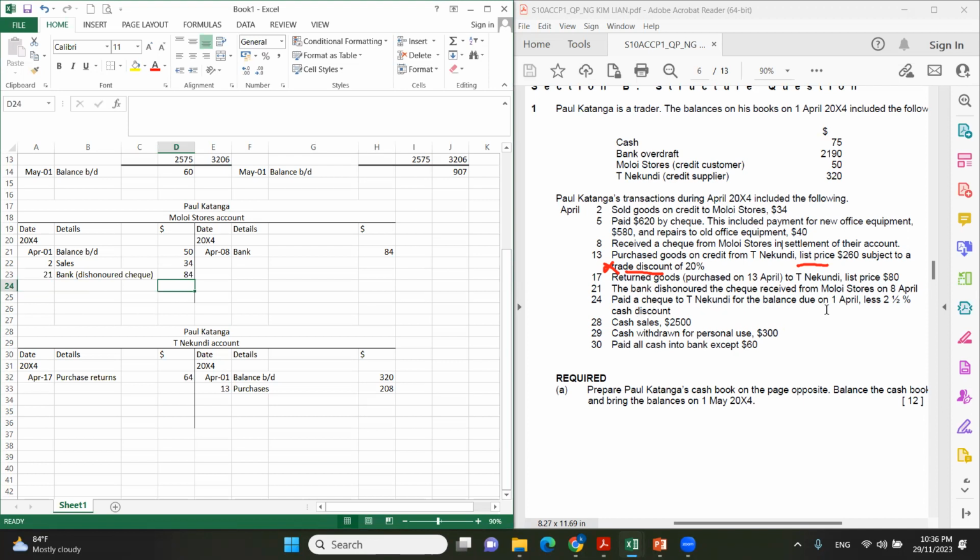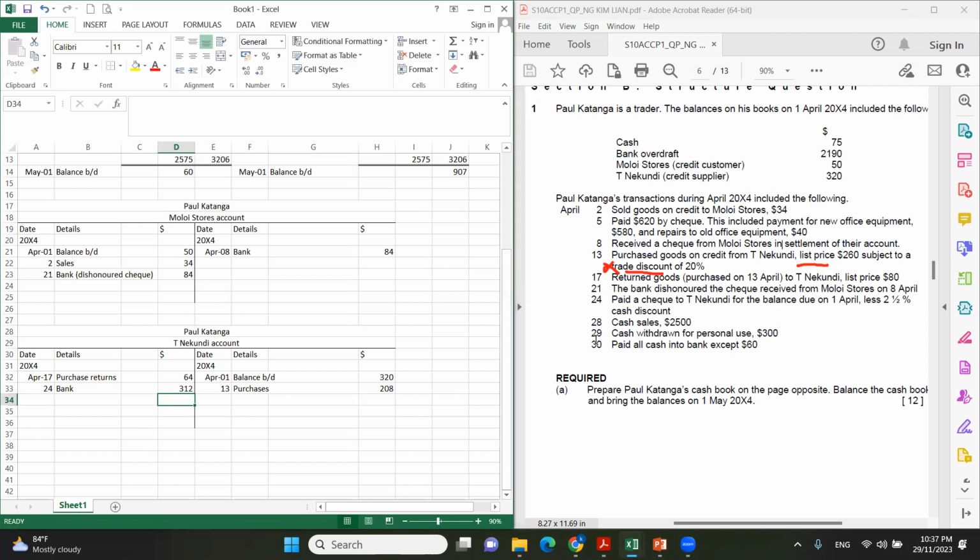Next is that on this date we pay a check to T. Nukudin. Balance due on the 1st less 2.5%. So here we make payment to T. Nukudin, and T. Nukudin received the money. This one is also a bank amount because it is a check. So how much do we need to calculate? We need to take 97.5%, 100 minus 2.5 is 97.5. How much do we need to record? Take the 320, because they say on the 1st of April the amount is 320. So 320 times 97.5% is 312. Okay, this is the amount.